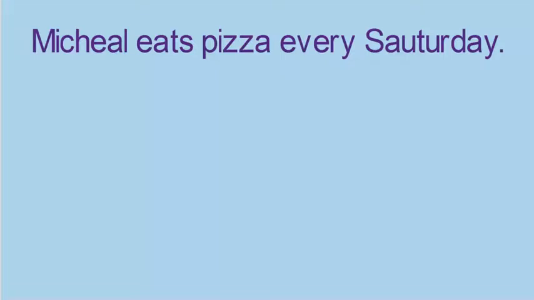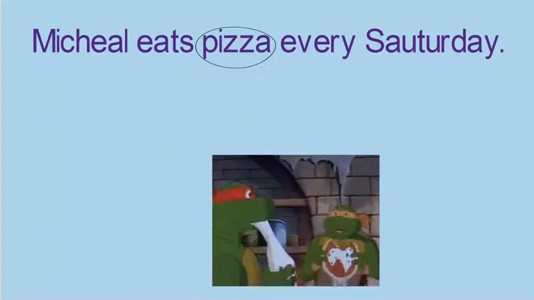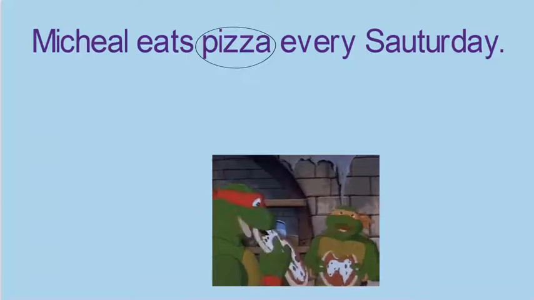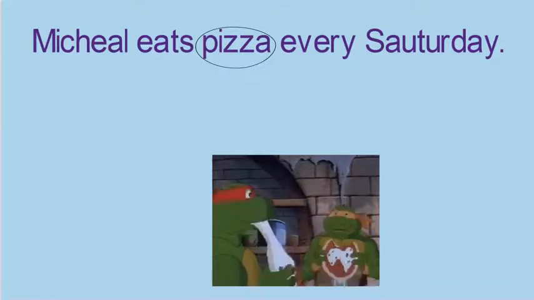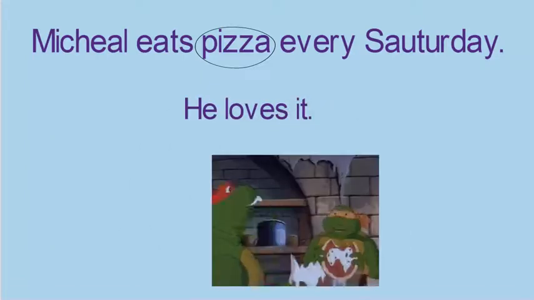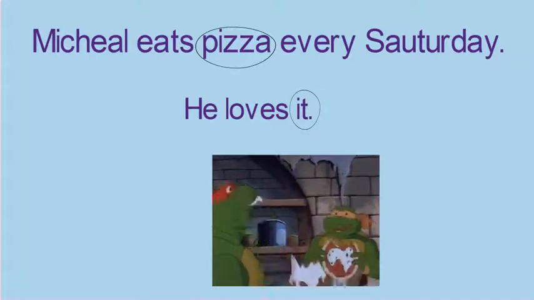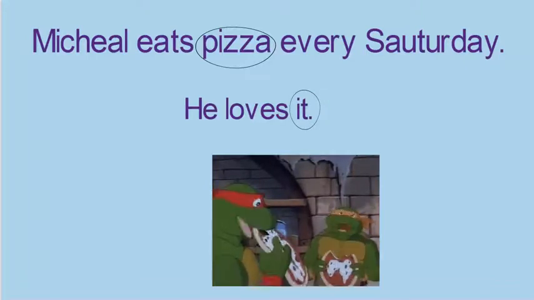Let's look at another example. Michael eats pizza every Saturday. Here, what does Michael eat? Pizza. Pizza is the object. Now, what pronoun can we use to replace pizza? He loves it. He loves it. So it here is the object pronoun. We use it, and that is pizza.